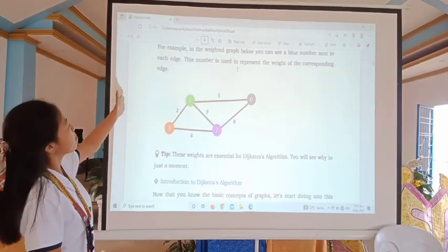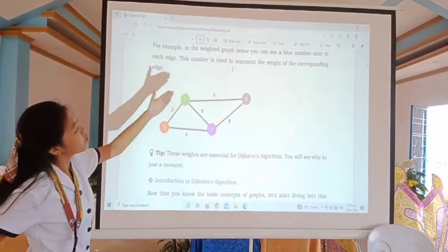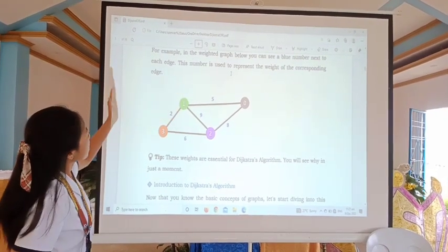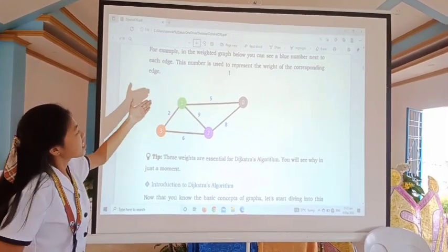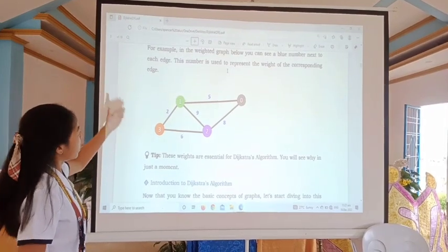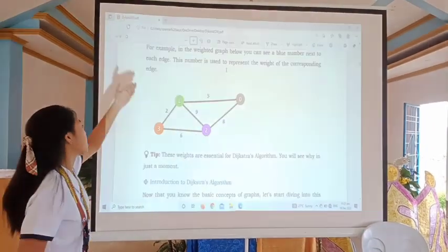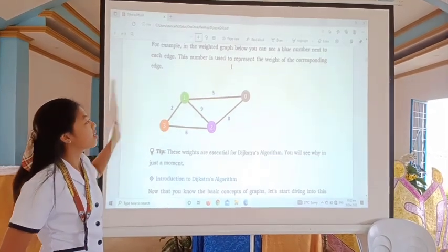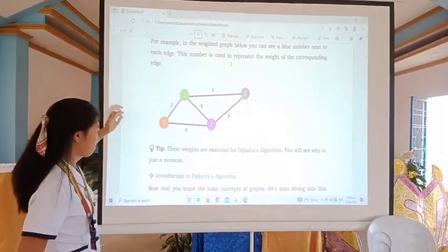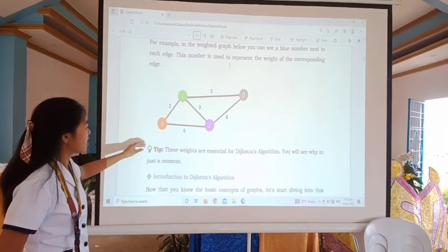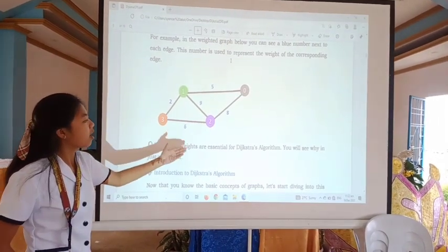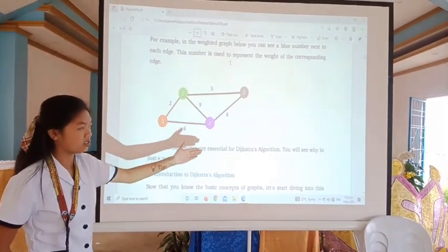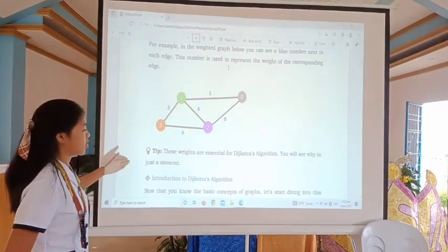We have, for example, in the weighted graph below, a blue number next to each edge. This number is used to represent the weight of the corresponding edge. Okay, 2, 5, 9, 8, and 6 are the weights of this graph. These weights are essential for Dijkstra's algorithm. You will see why in just a moment.